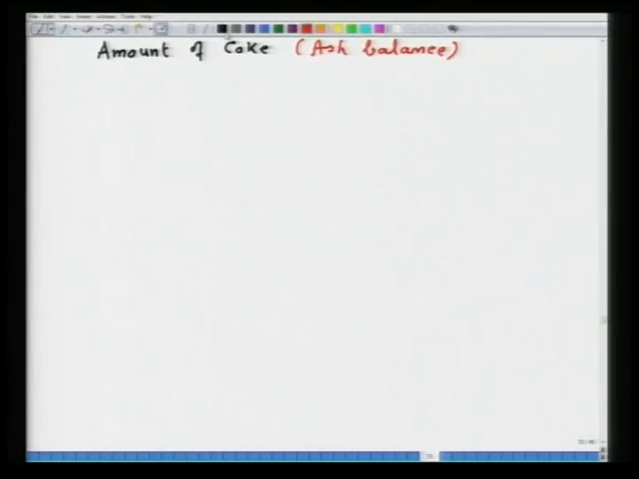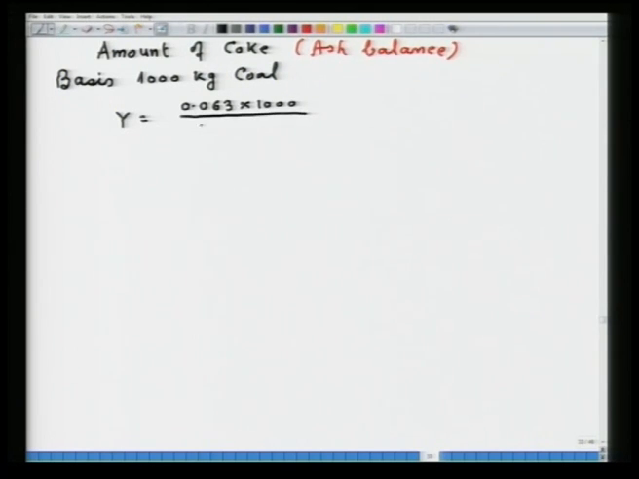Now, here of course, you have to take the basis. Already it is said you have to calculate per ton of the coal. So, the basis is, let us say, 1000 kg coal of composition as it is given. It is very simple to do the ash balance, and if I consider y as the amount of coke, then 0.063 into 1000 equals y into 0.087, and solving this, it comes to 724.1 kg coke. Of course, the 0.1 you can discard if you wish. So, this is straight away the answer of the problem. In all the two problems that are given to you, you have to perform the ash balance, and straight away you will be able to calculate the amount of coke.